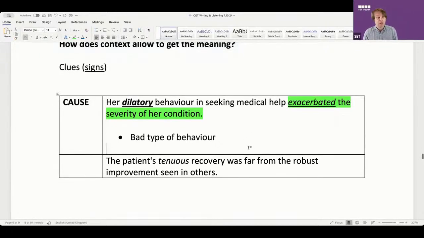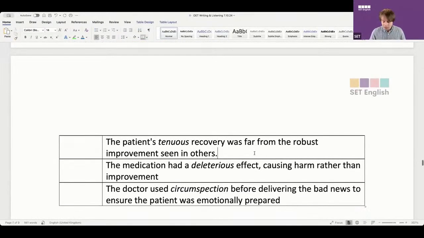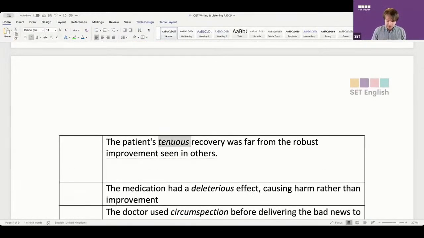What about this one, though? Let's try it. You need to tell me what this word means from context. The patient's tenuous recovery was far from the robust improvements seen in others. What about Helen, Hasina, Nawida?